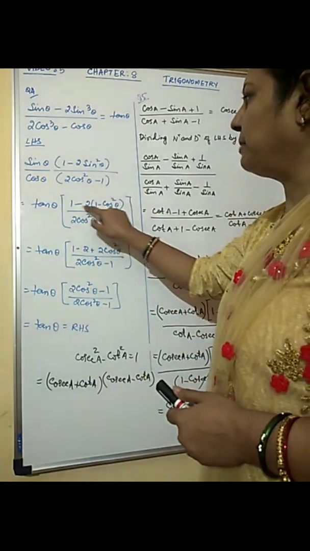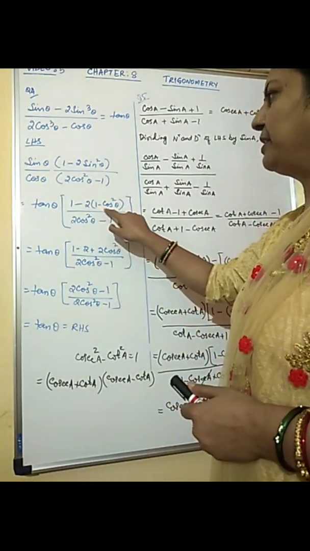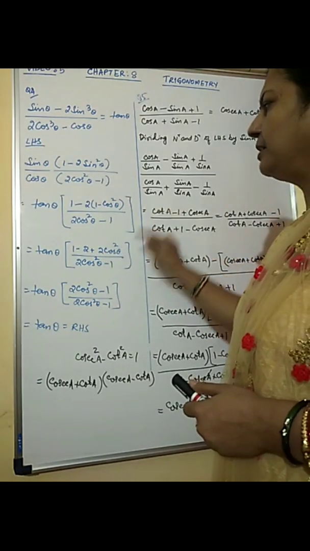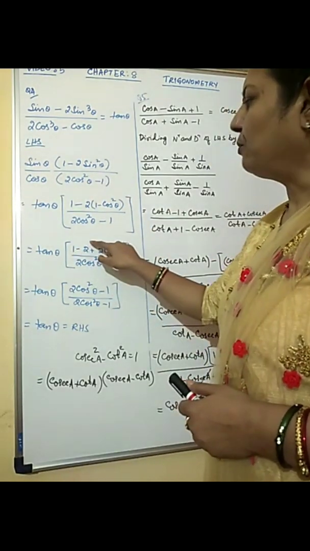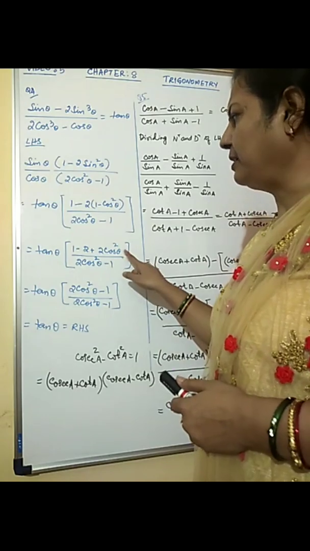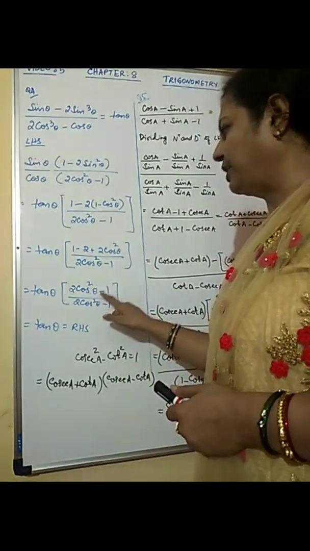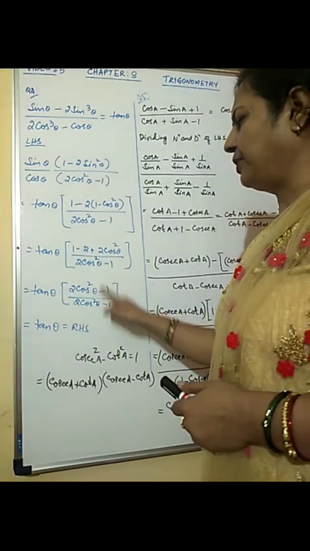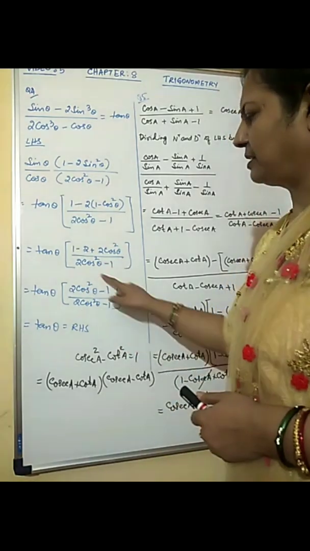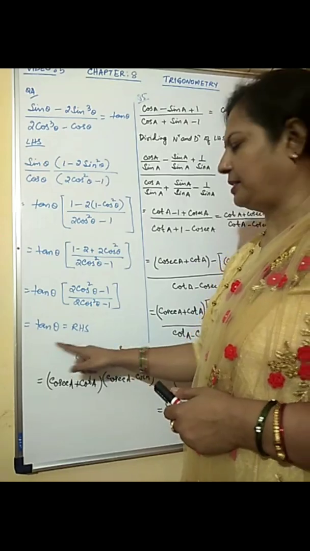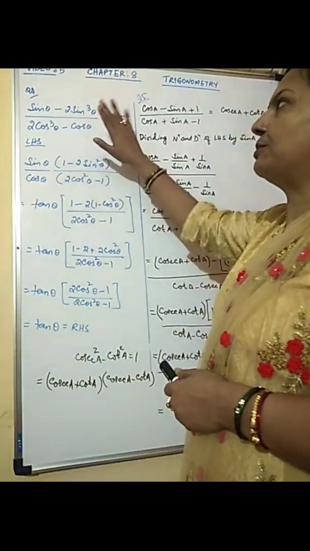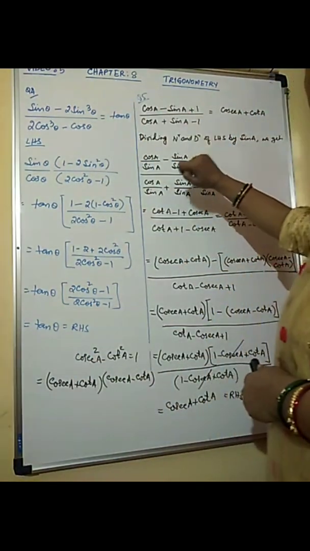So now we have 1 minus 2 minus minus plus 2 cos square theta. 1 minus 2 will give you minus 1. So the negative term I am writing later. So here we have 2 cos square theta minus 1. Denominator is 2 cos square theta minus 1. These cancel. You get the result tan theta which is RHS. So sorted.